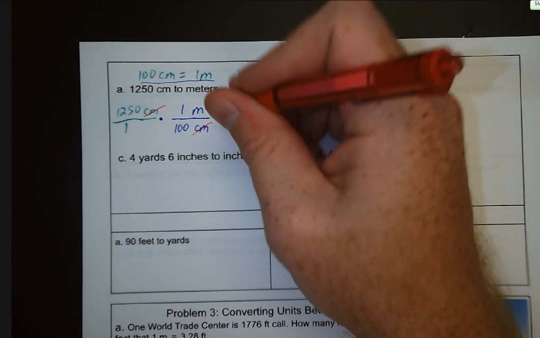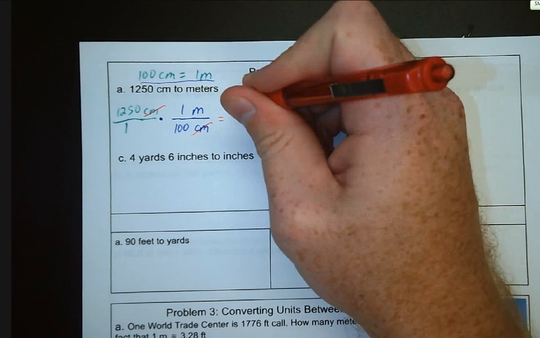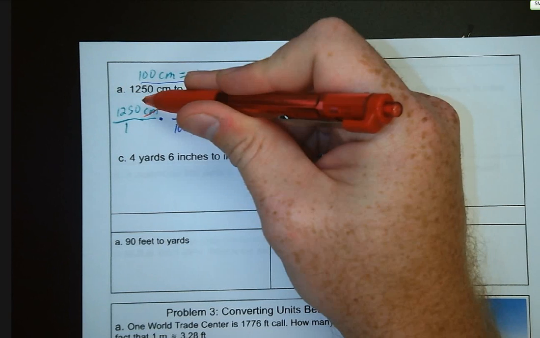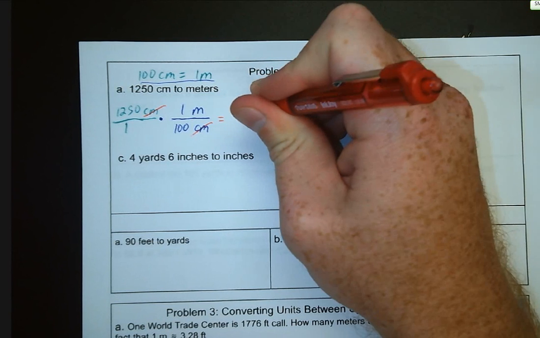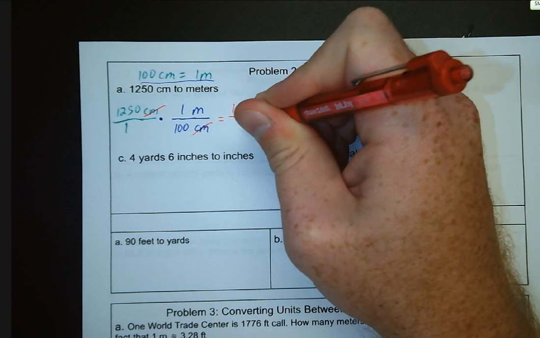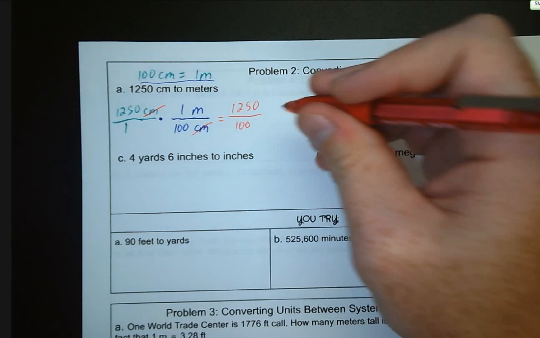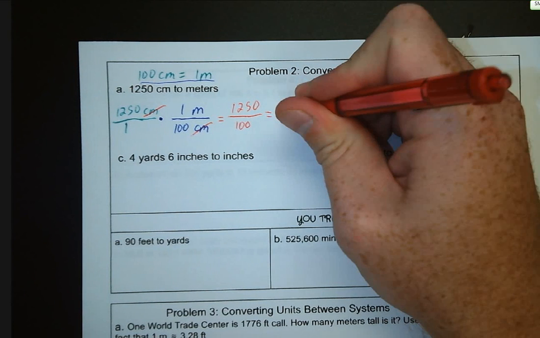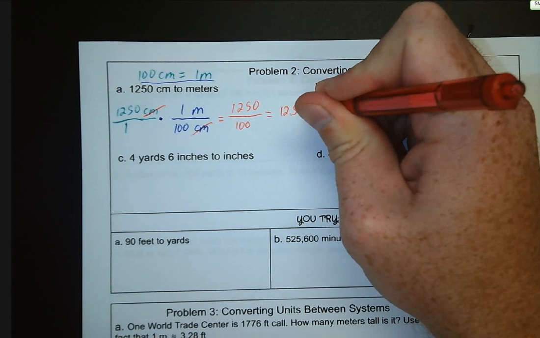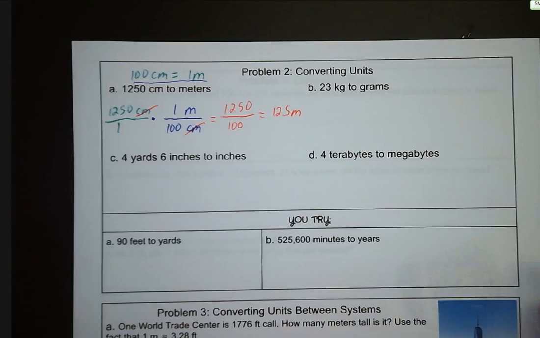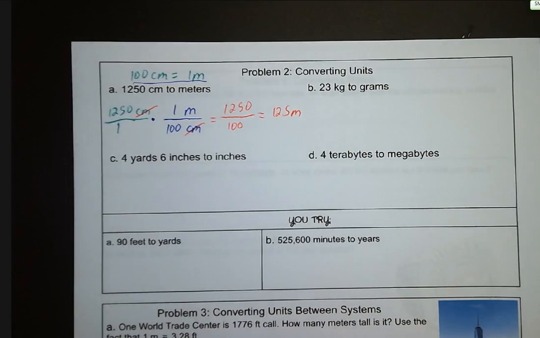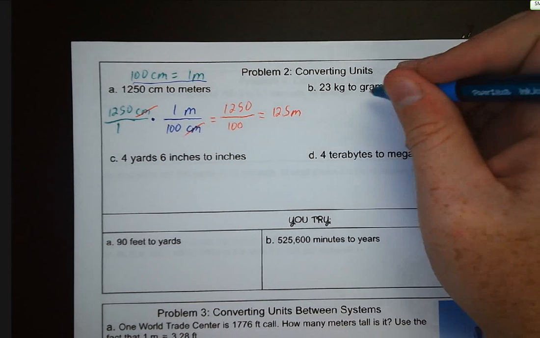So now we need to multiply. When we multiply fractions, we go straight across the numerators and then straight across the denominators. So we have 1,250 over 100, which when we simplify is 12.5 meters. I want you to write every single unit conversion you ever do for this class exactly like this. Okay?